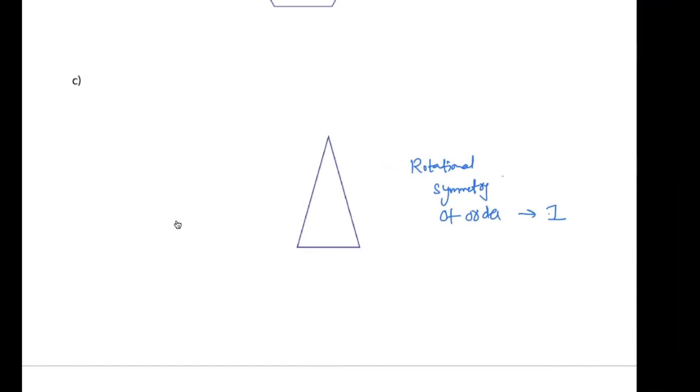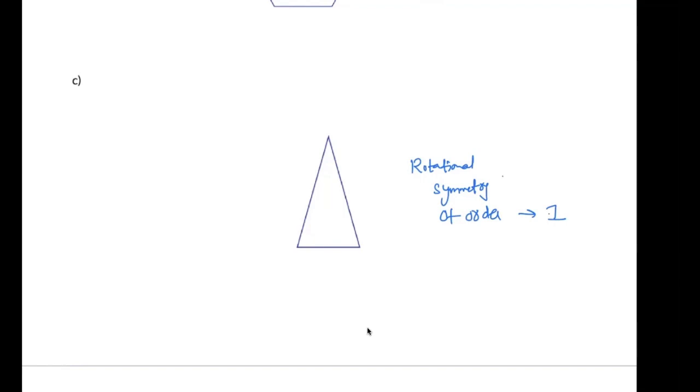Are we clear till here? Sir, isn't this isosceles? Well, the dimensions are not given. I consider it to be a scalene, but yes, if this would have been an isosceles, then the working would have been the same. Even if it is isosceles or scalene, it will have an order of rotational symmetry of 1. We are talking about the rotational symmetry.